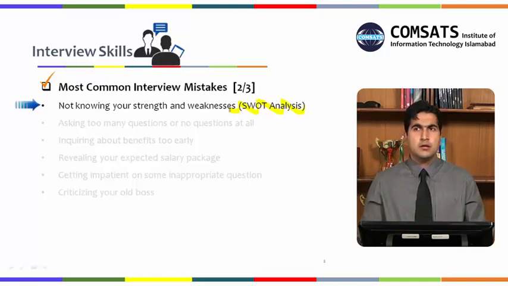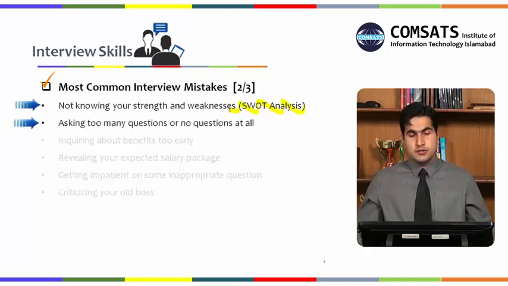But if you simply say, sir, I don't think there is any weakness within me, I'm a very perfect individual with all the strengths and I believe I can do really well for your organization, they'll have a bit of suspicion and doubt in their mind, because no one is perfect and we have to accept it. We are fallible. We can commit errors. We can make mistakes. Too much talk on a single point. Let's move ahead. Asking too many questions or no questions at all.